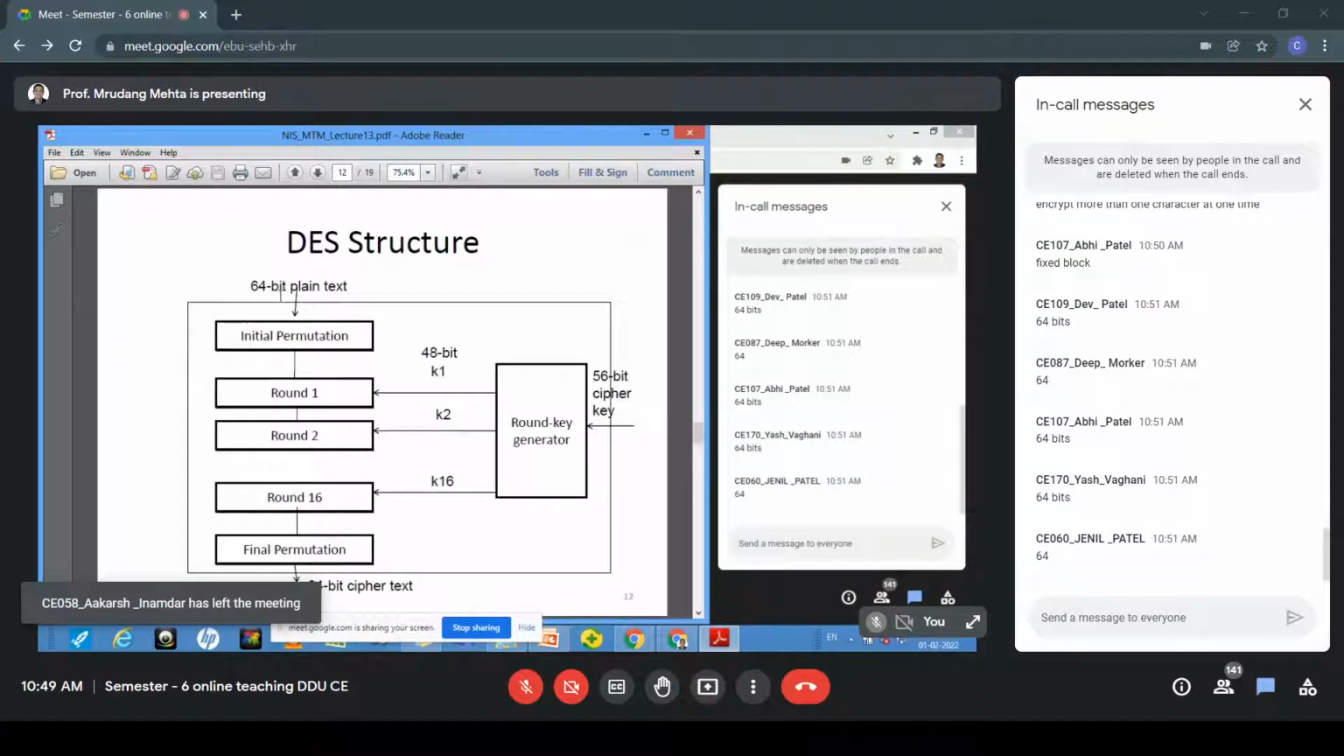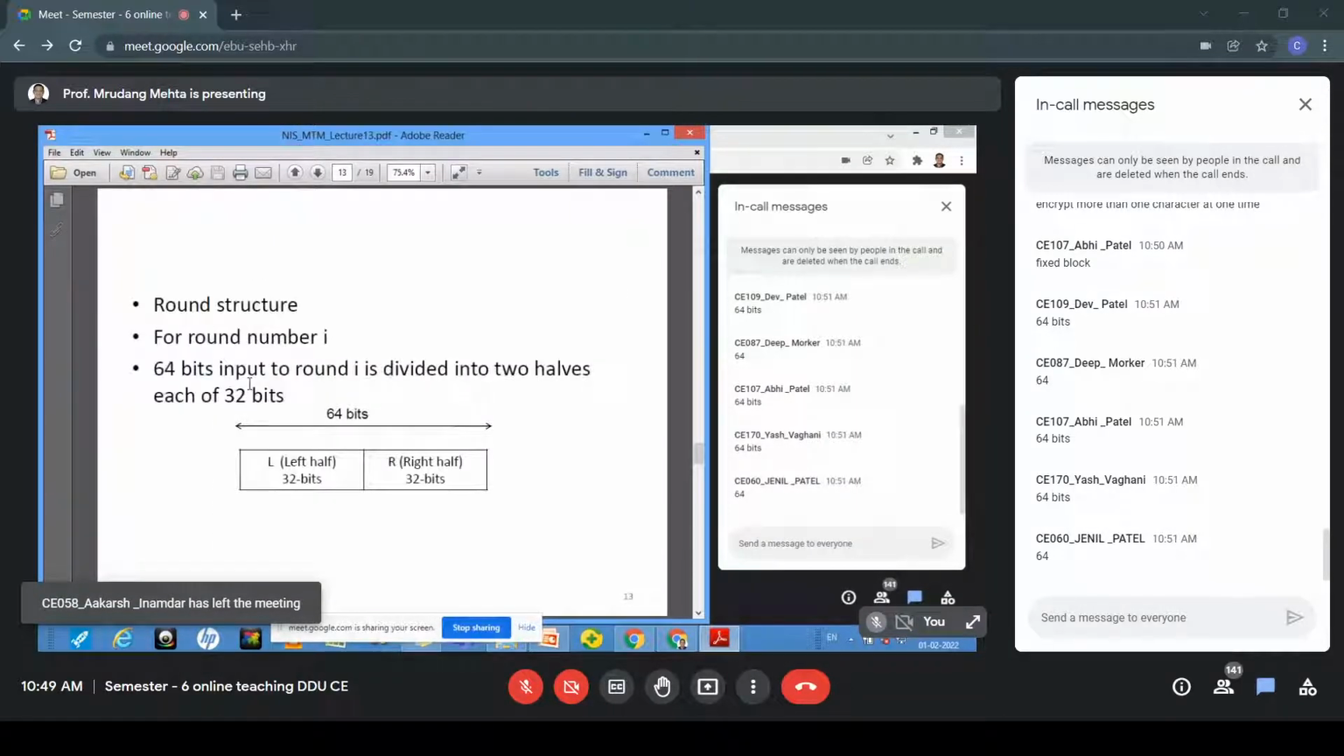Basically the input is 64-bit, and that 64-bit input is divided into two halves. The left part is called L of 32-bit, and the right part is called R of 32-bit. So there are two 32-bit blocks in one 64-bit block, one is L and the second is R. And we saw the equations which are used in rounds.